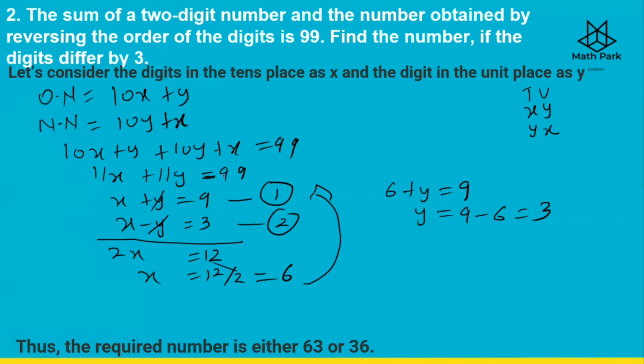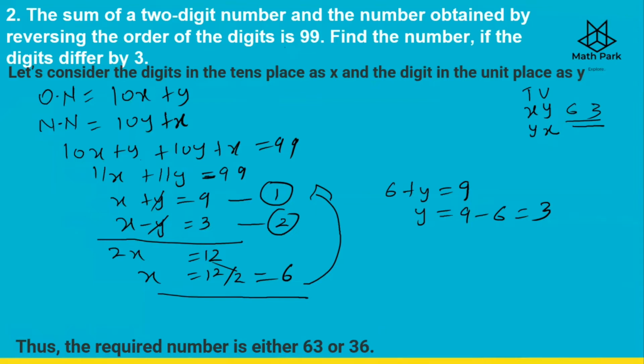Are you getting it? If I write x minus y, I have taken x as bigger. Here we have not specified which number is greater. So x minus y is equal to 3. If I take y minus x is equal to 3, then I would have got a different answer. According to what we have solved here, I am getting the x value 6, so my number is 6 and 3, 63. Got it? If you interchange the digits, then I get 36.